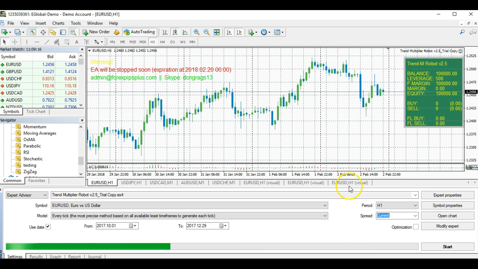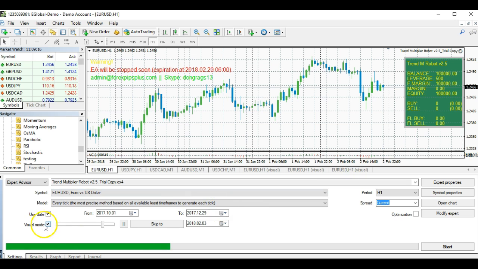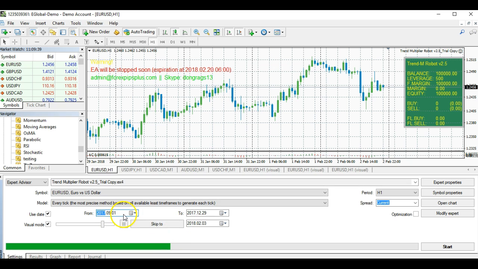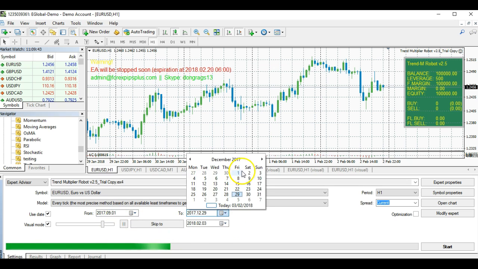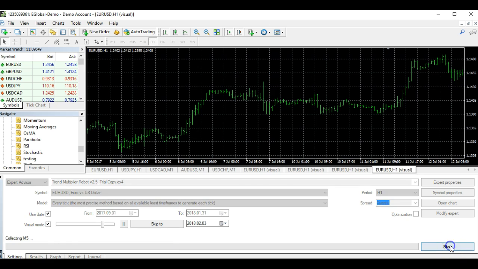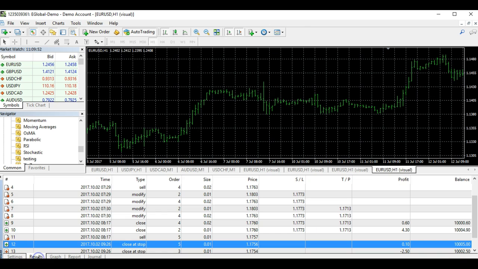And don't forget to use this visual mode here, so that you will know and you really see how it works. All right, so we can put the start, so you can choose the date first. Maybe you can choose the previous date. Okay, I can say maybe September 1, September 2017, and then I will end it with maybe January 31. All right, so it's up to you. All right, so click start and then go to result.